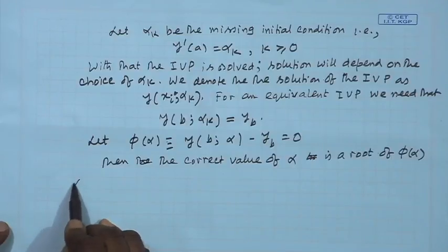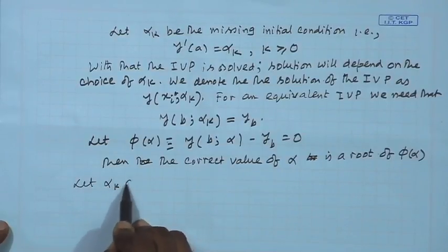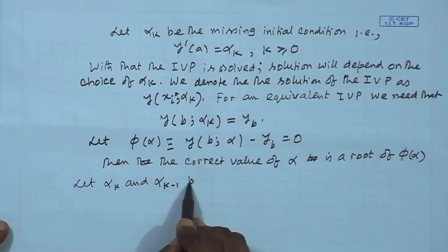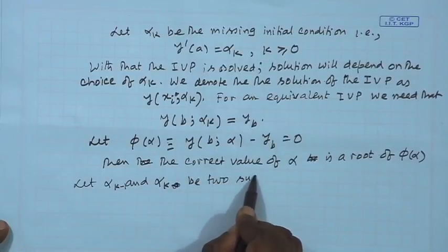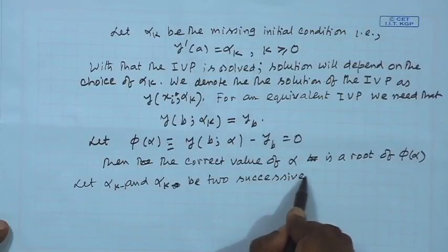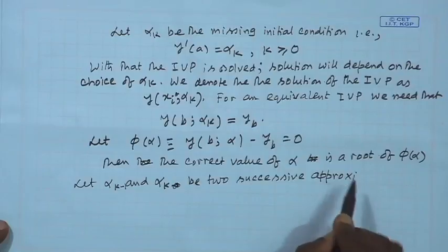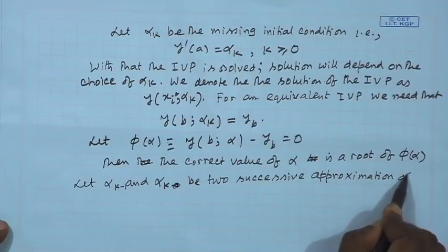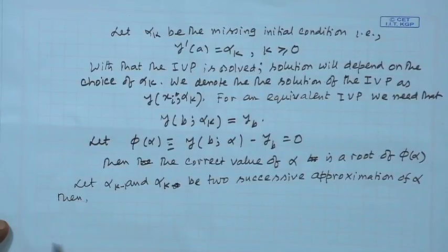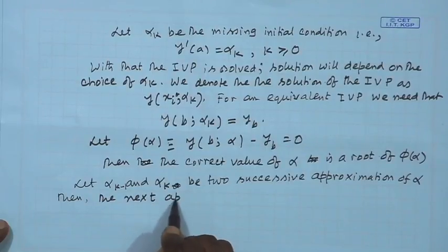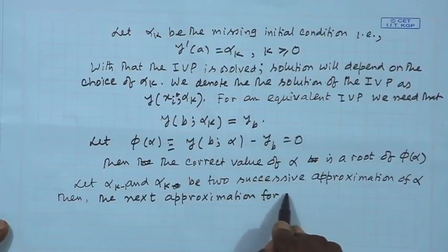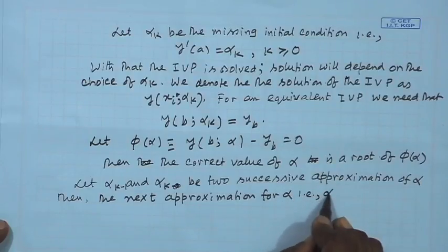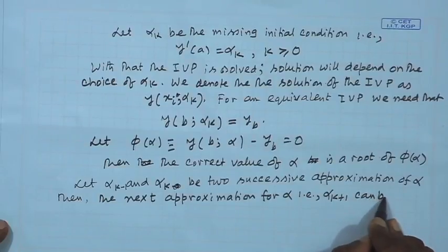Now, let alpha k minus 1 and alpha k be two successive approximations of alpha, then we can determine the next approximation for alpha, let us call that alpha k plus 1, which can be obtained as.